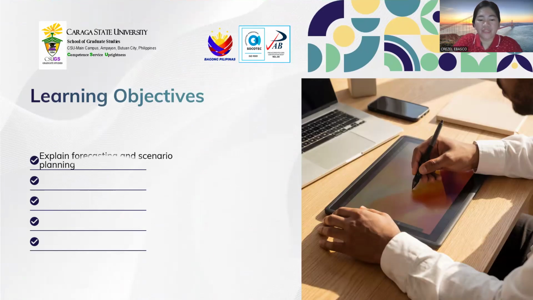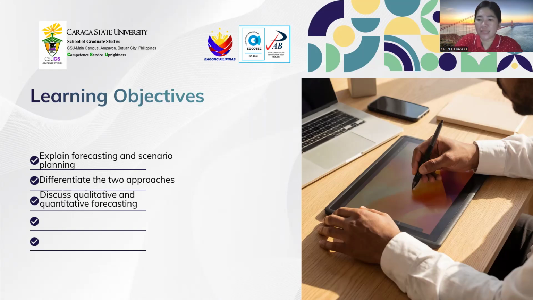At the end of this presentation, you will be able to define forecasting and scenario planning, distinguish between their characteristics, explain qualitative and quantitative forecasting techniques, describe the scenario planning process, and recognize their application in educational institutions and strategic management.